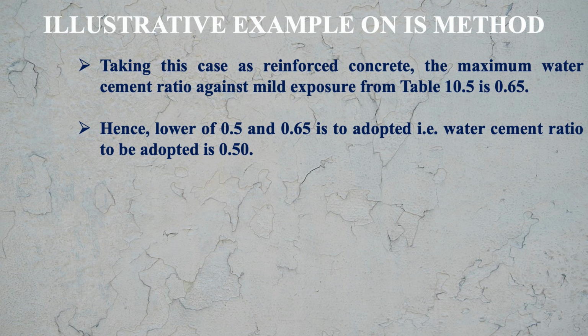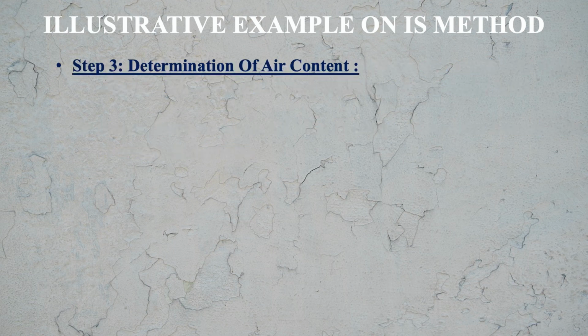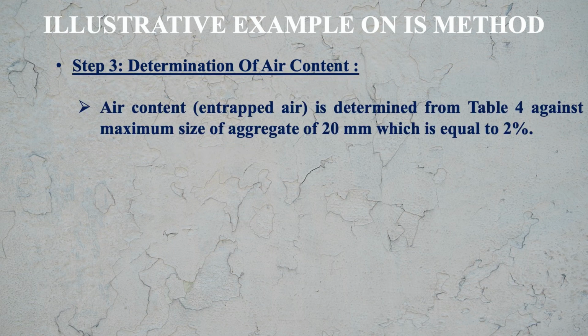Now the next step. Step 3 is determination of air content. The air content, meaning the entrapped air, is determined from table 4. You see table 4 here, and this air content will be determined from this table against a maximum size of aggregate of 20 mm, and the value in this table is 2%. So we will take this air content as 2%.